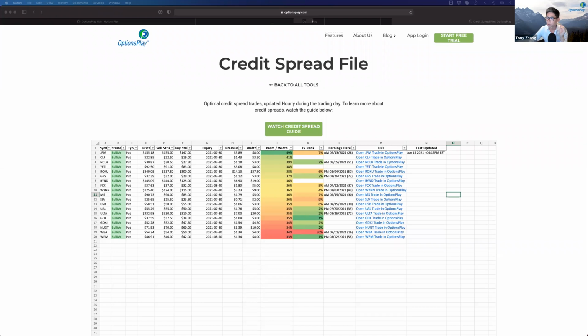Which is your favorite credit spread, bear put or bear call? Well, by far bear put, because the markets drift higher 60% of the time. Statistically speaking, bear puts have a higher chance of success than a bear call.